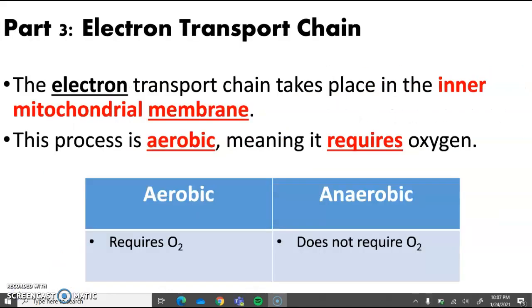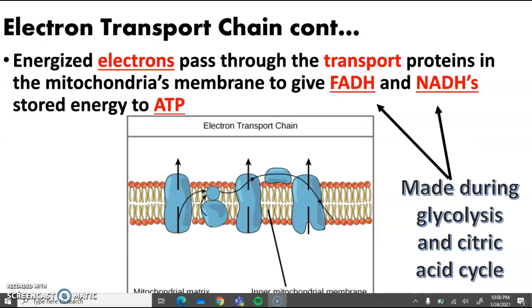So as we mentioned earlier, guys, the electron transport chain is happening in that inner mitochondrial membrane, the inner membrane of the mitochondria. And again, it's aerobic, meaning that it requires oxygen in order to happen. Feel free to use this chart here to help you guys remember it a little bit. Again, these vocabulary words, understanding them and their definitions, are crucial to understanding biology and really understanding how these concepts and processes are occurring.